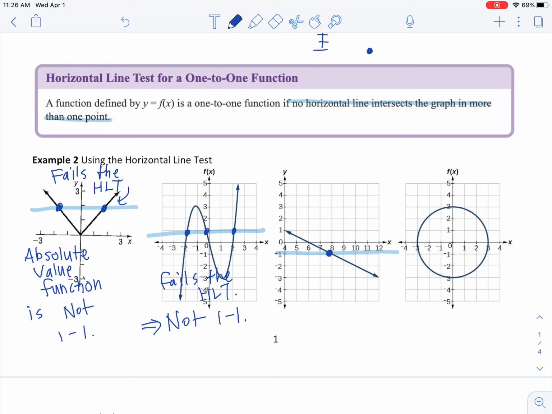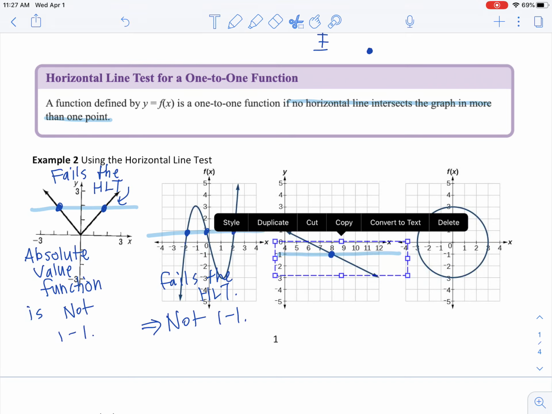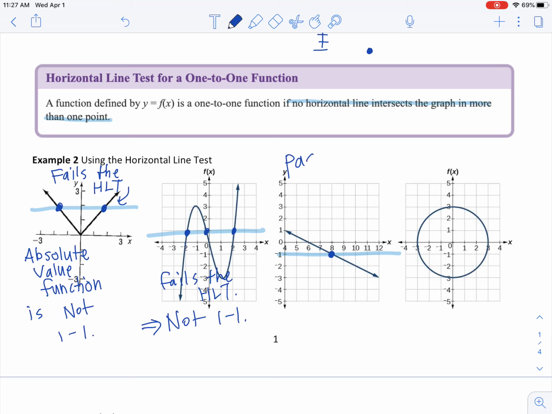Well, this one is a linear function. Let me draw a horizontal line anywhere on this graph, and notice how it touches this graph only once at any point. So if I move this horizontal line, it's just going to touch this graph once everywhere. So this one passes the horizontal line test. Therefore, this is a yes, a one-to-one function.